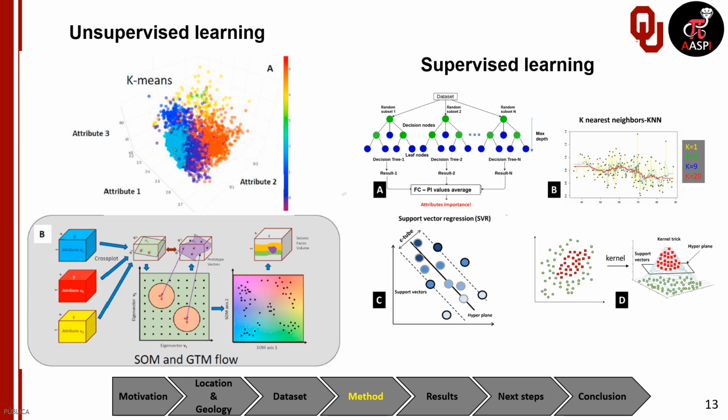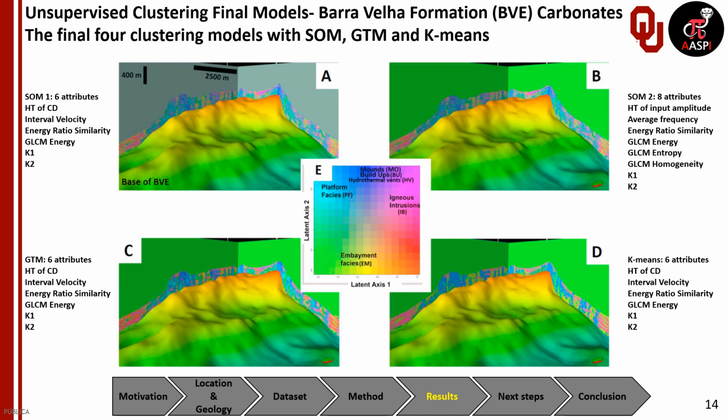And in chapter one, I used unsupervised learning clustering: k-means, SOM, and GTM. And in chapter two, I used supervised learning: random forest, k-nearest neighbors, and support vector regression. And these are the results of the first chapter, unsupervised clustering final models at the Barra Velha carbonates. So I built 4 models.